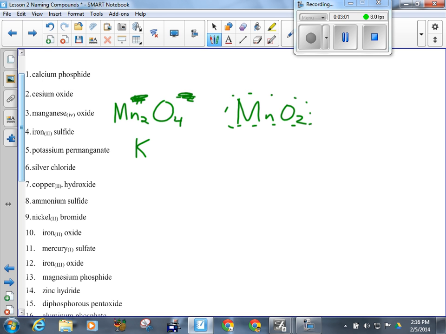Same as before, we write K. It's a metal. It's +1, and permanganate is MnO4. It's -1. When I drop and swap those, it's 1 and 1. So I can just write this as KMnO4.